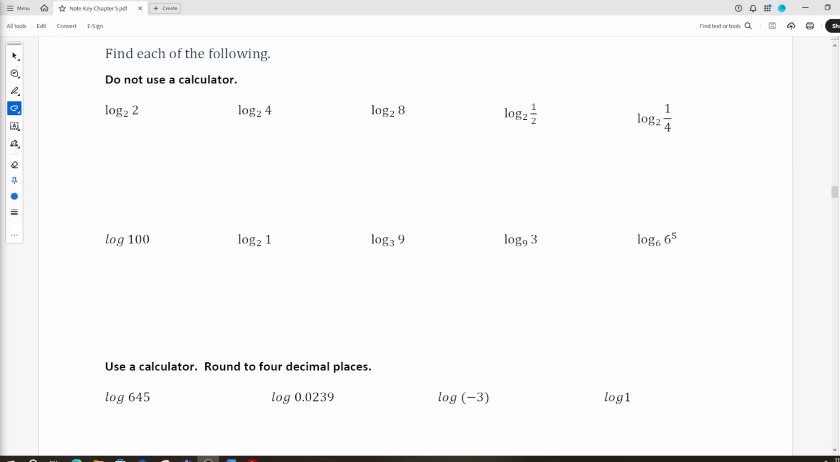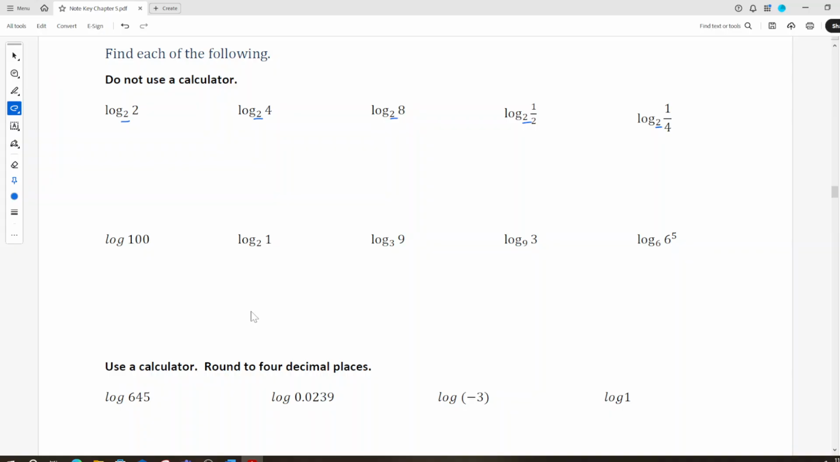So now that we understand, hopefully, what a logarithm's purpose is, it's to solve for an exponent. We now need to learn how to solve logarithms. So I have 10 examples here. The first thing we're going to do is go through a series of questions that are all base 10, or sorry, 2. These are 5 questions that all have a base of 2, and we're going to look at how to solve them.